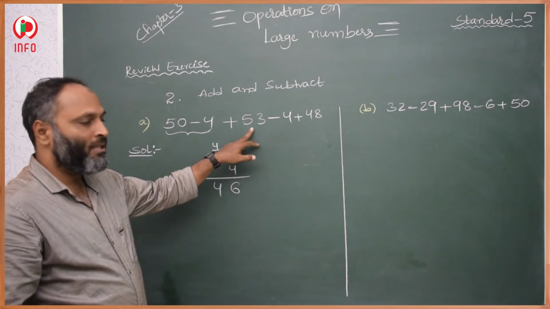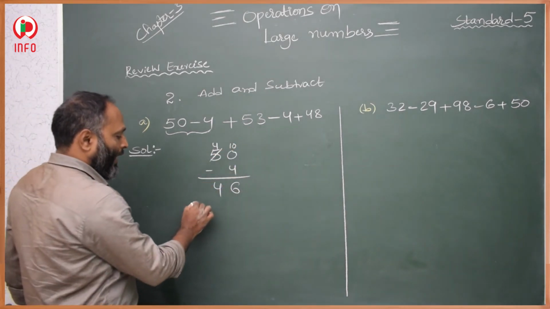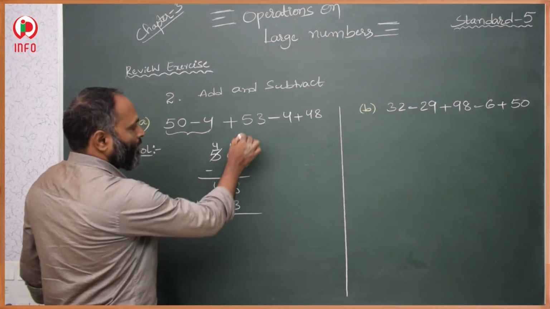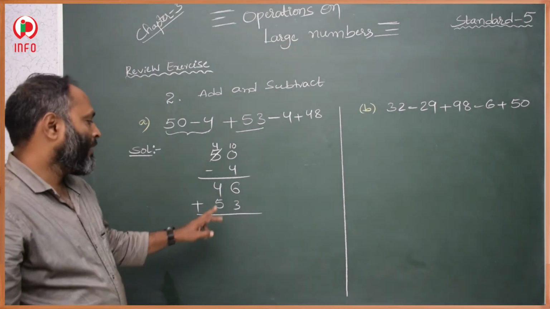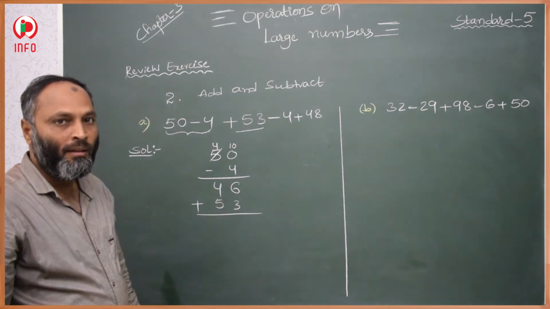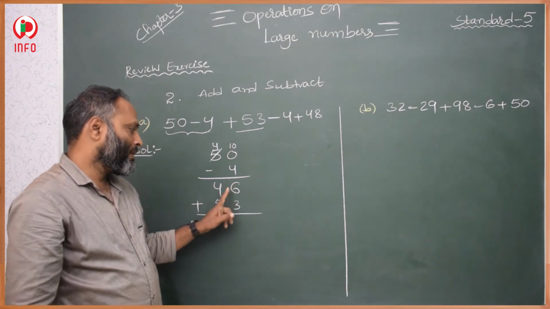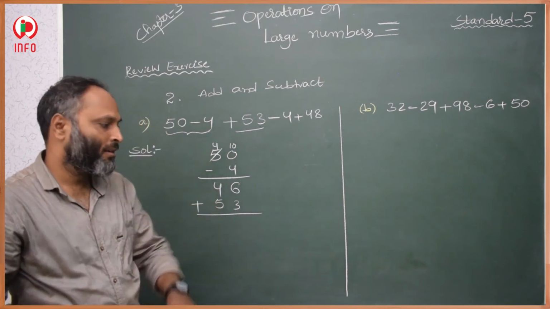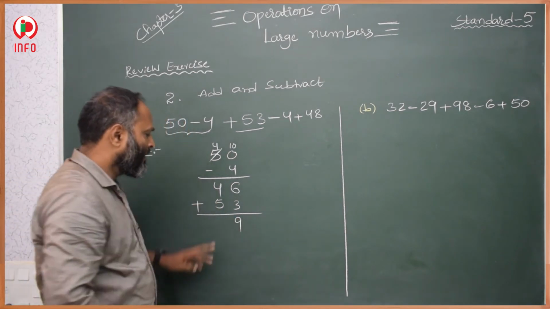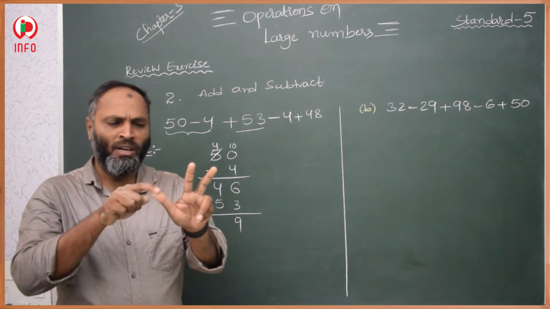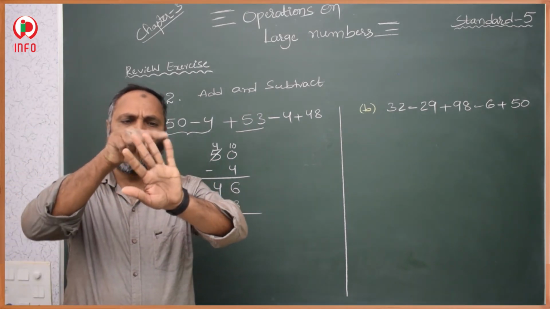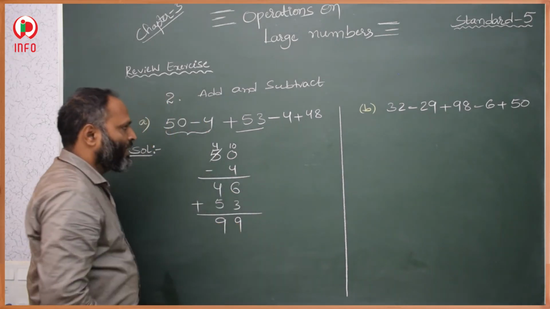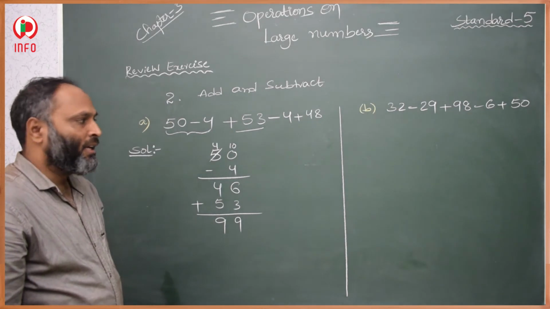Then after that plus 53, we have to add 53 to this answer. Add 46 and 53. First 6 plus 3: 6, 7, 8, 9. 6 plus 3 is 9. Then 4 plus 5: 4, 5, 6, 7, 8, 9. 4 plus 5 is 9. 99 is our answer.